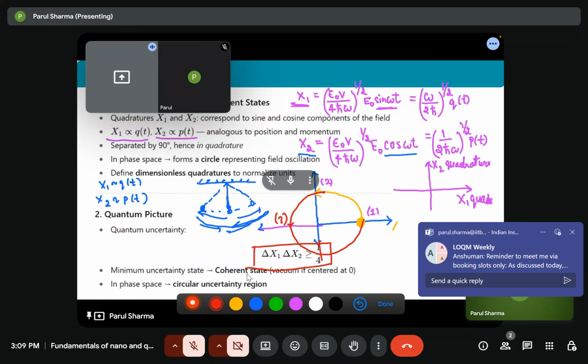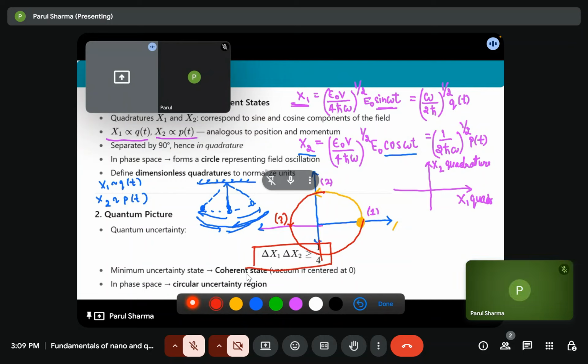If it is the vacuum state, then it is centered at 0. And in phase space, it is a circular uncertainty.